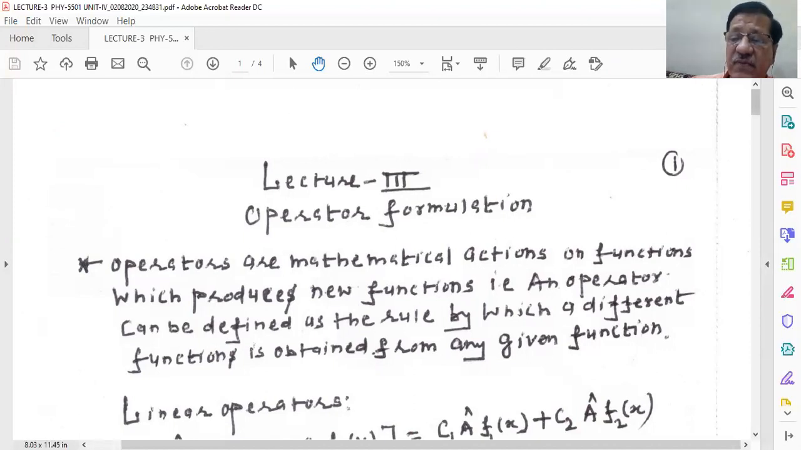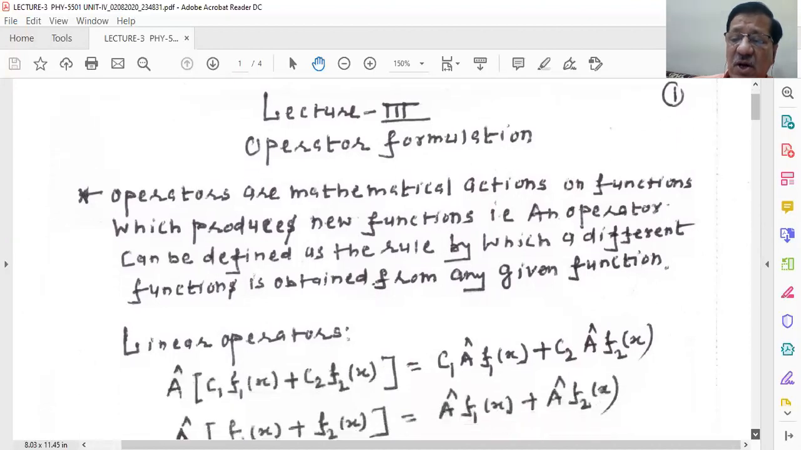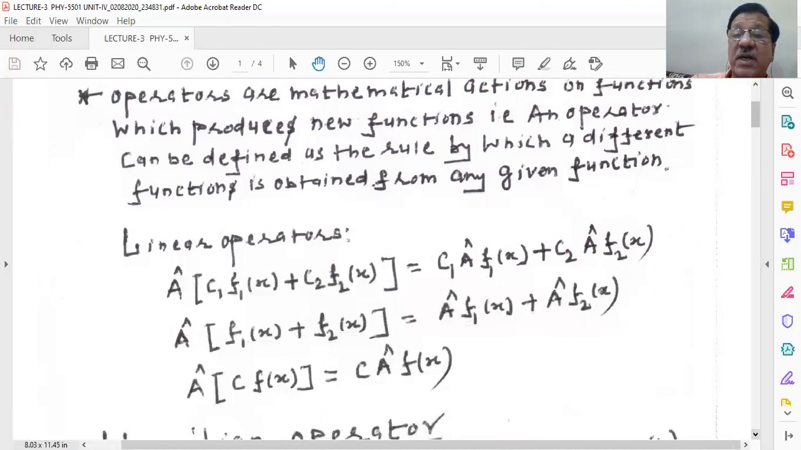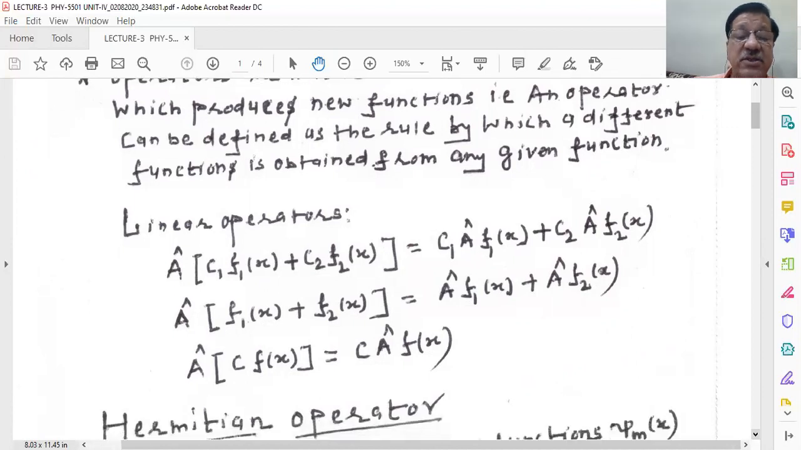Last time we studied the linear operators, and before we proceed further to study the Hermitian operators today, let us revise the rule for linear operators which I have already mentioned. So these are the three rules.